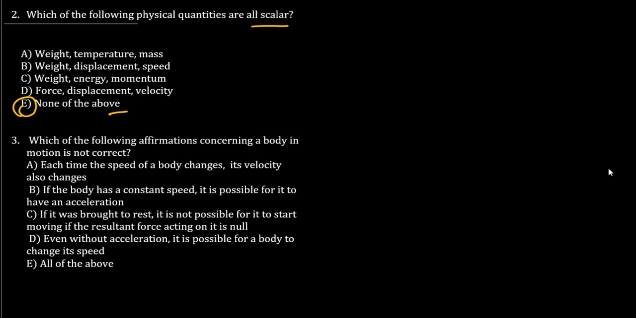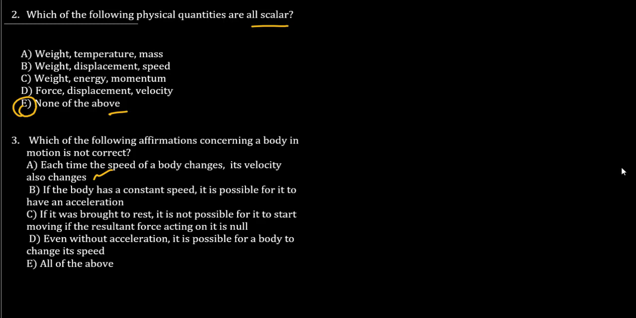Question number 3. Which of the following affirmations concerning a body in motion is not correct? A. Each time the speed of a body changes, its velocity also changes. It is a true statement because speed is the magnitude of velocity. So it means that if I have changes in speed, then my velocity will definitely have to be changing in one way or the other, because velocity has direction and speed has only size. So speed is the magnitude of velocity. So this option is correct.